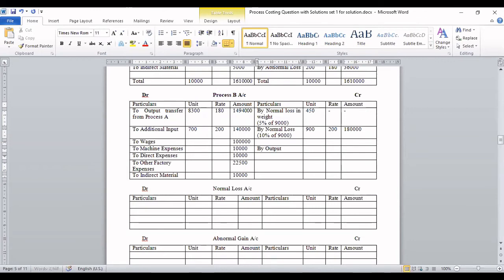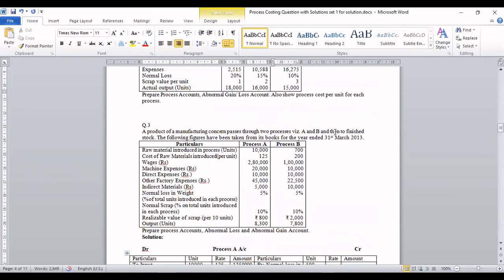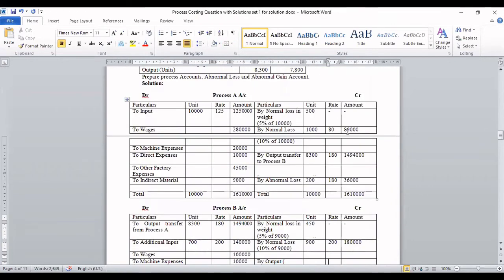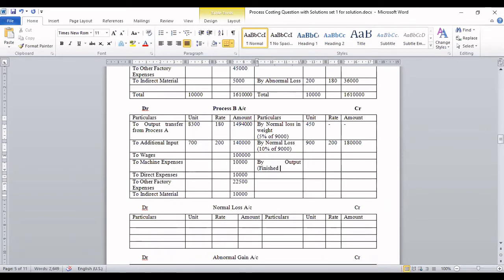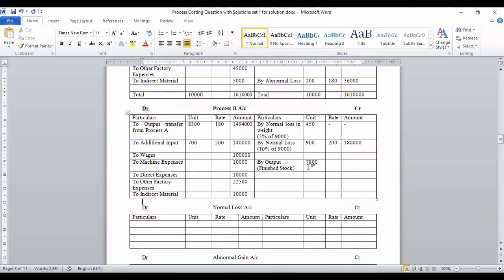We know what the output is. 7,800. And see what they are saying: it is finished stock. The output of process B, they call it finished stock. So here we can write output, or we can write finished stock also. Any confusion? Any doubt? Now, what is the quantity given? 7,800. And we don't know the rate.